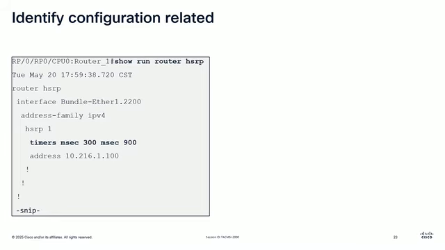If we take a single HSRP session here, we can see that the timers were set to have a hello timer of 300 milliseconds. This is an aggressive timer, right? Well, this means that we are expecting to send at least 3 packets per second on this session. And at this point, everything could be normal, everything seems fine.